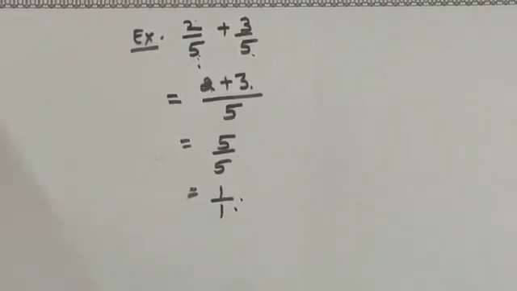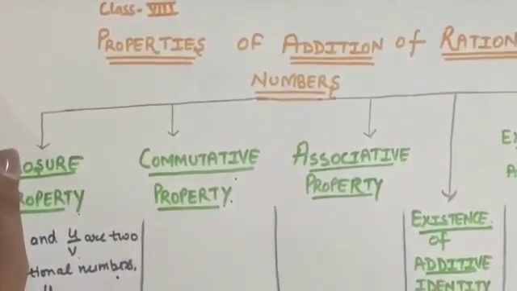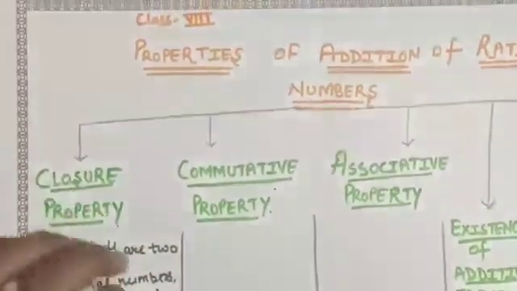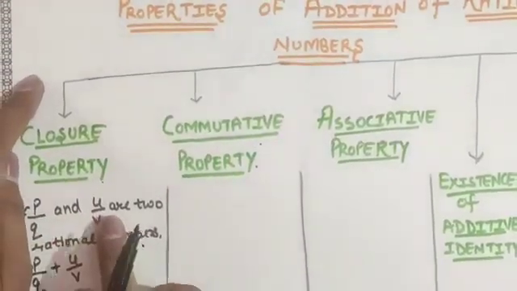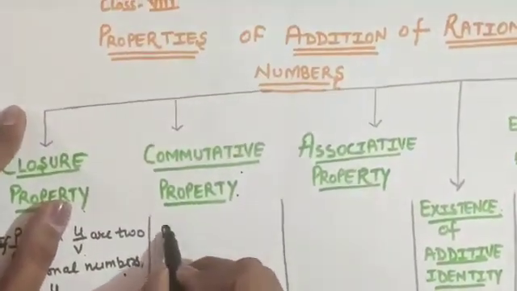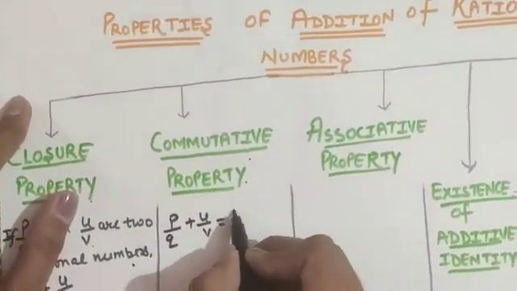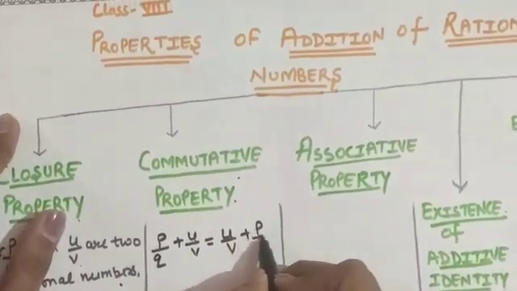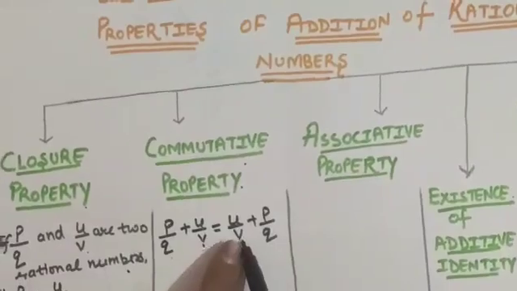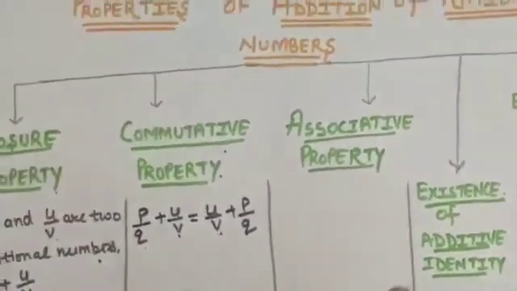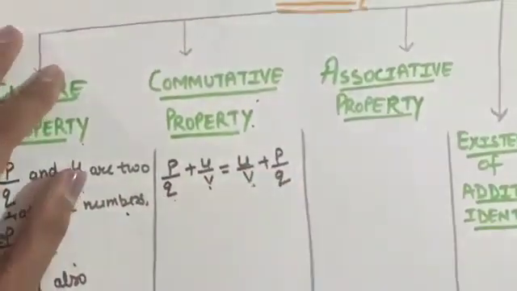Okay, so now come to the second property. Second property is commutative property, which says that two rational numbers can be added in any order. Suppose p by q and u by v are two rational numbers, so they can be added in any order. Means p by q plus u by v will be equal to u by v plus p by q. Means whether you first add p by q to u by v or u by v to p by q, the answer will be the same. You can switch the rational numbers.